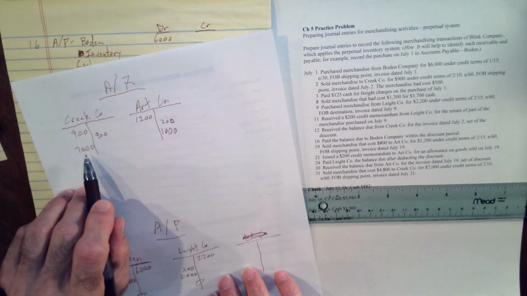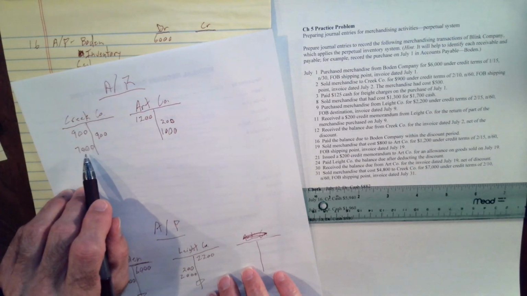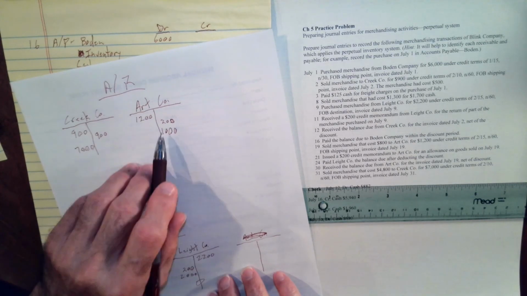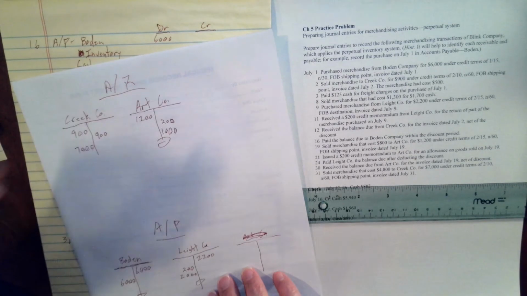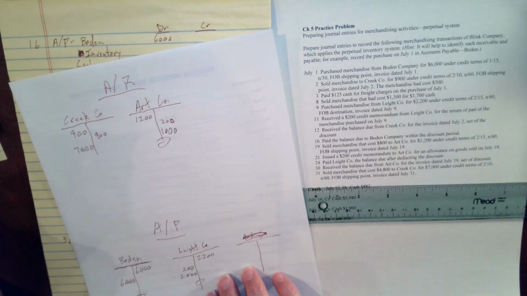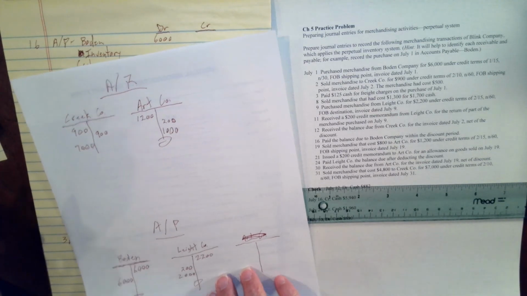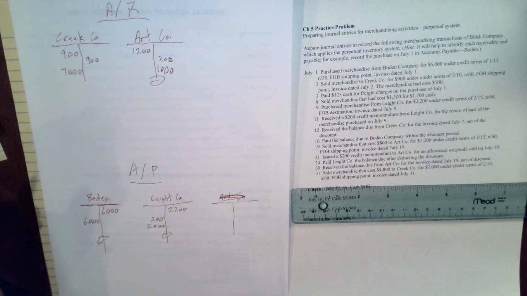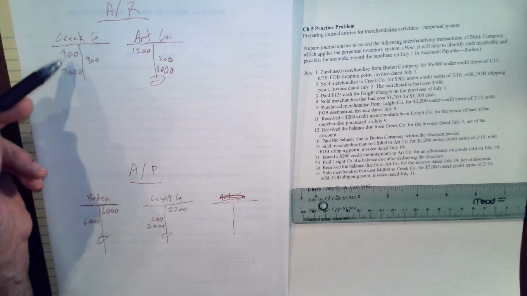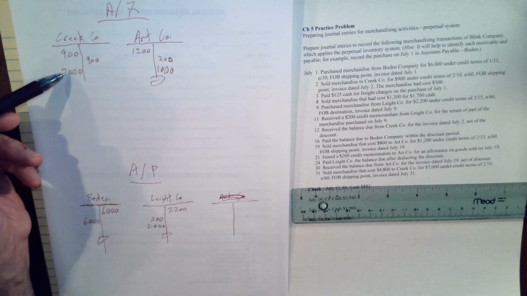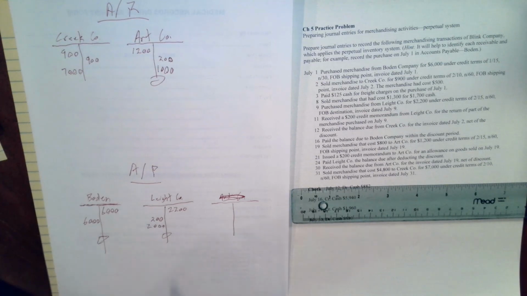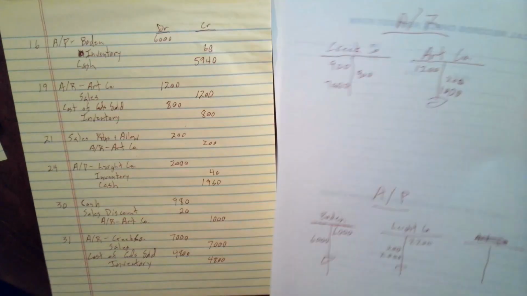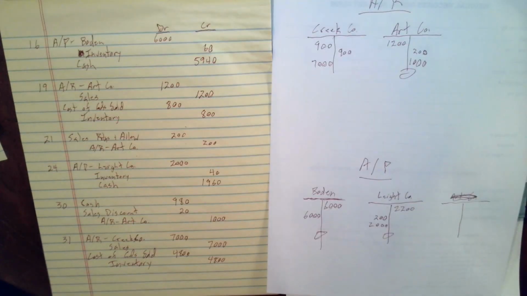Creek Company now has an outstanding balance on their account for $7,000. Art Company has paid us, and so they don't owe us anymore. So the only thing that we really have outstanding is one accounts receivable account for Creek Company for $7,000, and we don't owe anybody here at this point. Okay, and that's that. Thank you very much for your time.